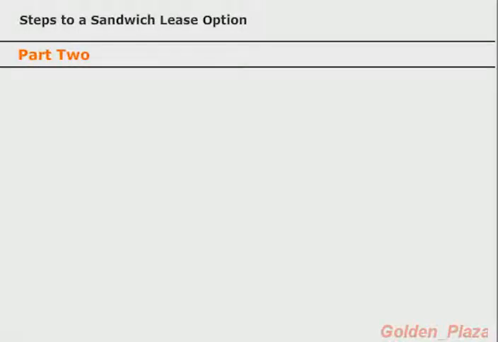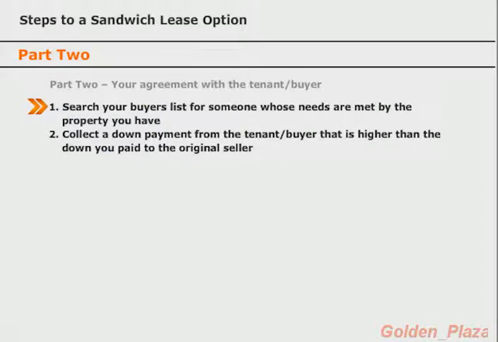The second part of setting up a sandwich lease option is your agreement with the tenant buyer. So to start that off, you need to search your buyer's list for someone whose needs are met by the property you have available. Then, collect a down payment from the tenant buyer that is higher than the down payment you gave to the seller.